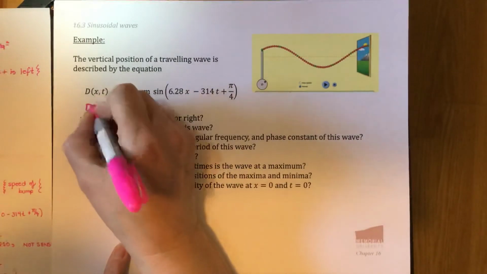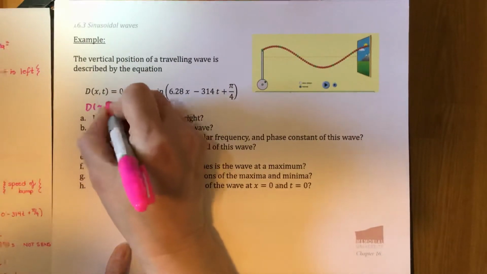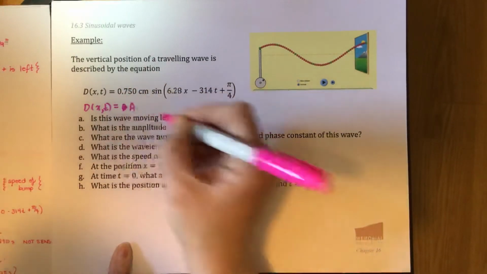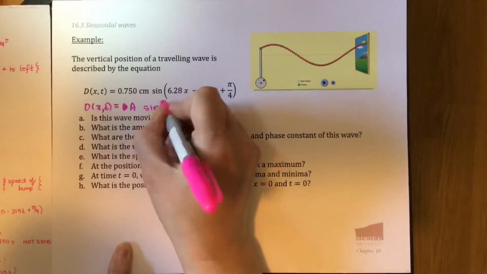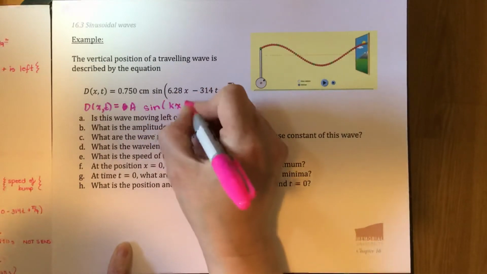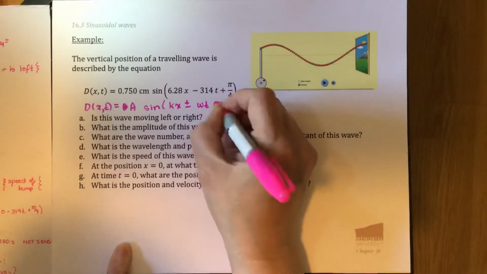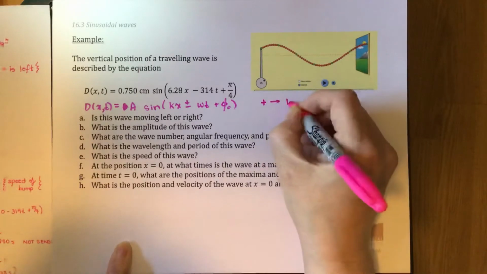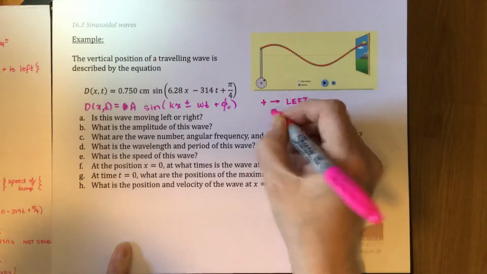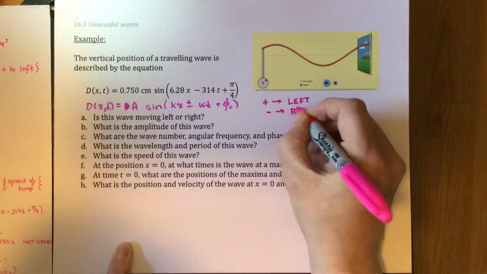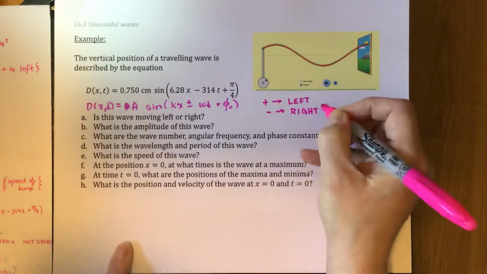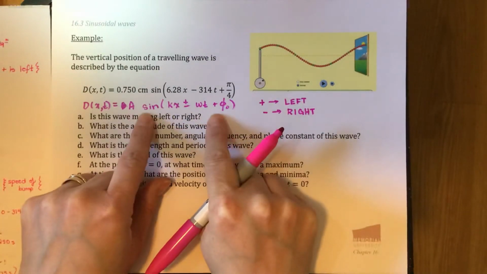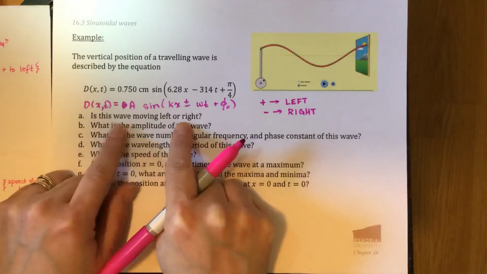We know that for any general wave on a string, d of x and t is equal to the amplitude times the sine of kx plus or minus omega t plus phi naught. There's our general equation. Plus means the wave is moving to the left. Minus means the wave is moving to the right. And we sorted that out with the treatment we did on the previous slide where we figured out where that general equation came from.